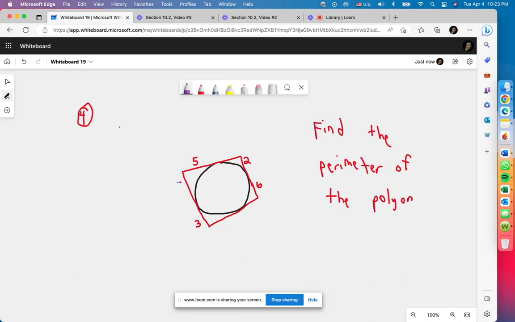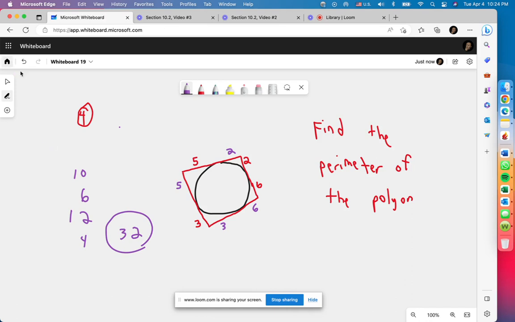If this is 5, that's 5. If that's 3, that's 3. If this is 6, that's 6. If that's 2, that's 2. You just add them all up. 5 plus 5, what's that? It's 10. 3 and 3 is 6, going this way. 6 and 6 is 12. 2 and 2 is 4, right? Yeah, and just add them up. So what's that? 22, 32. That's 32, whatever, units.